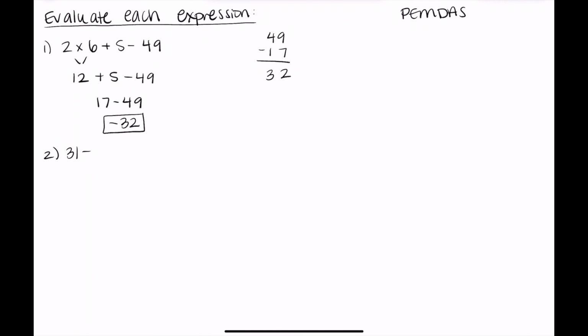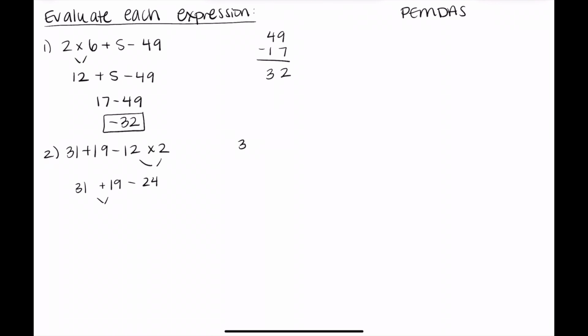So this is very similar to that PEMDAS video, right? But here we're just dealing with negatives a little bit. For number 2, we have 31 plus 19 minus 12 times 2. And again, PEMDAS, we're going to start with the 12 times 2. We get 24 for that. We'll rewrite the rest of the equation. We know that 31 plus 19, well, that would give us 50. And here, no negatives. We have 50 minus 24 as our last line. 50 minus 24 gives us 26 once we subtract out. So 26 would be our answer for number 2. No negatives involved in this one.